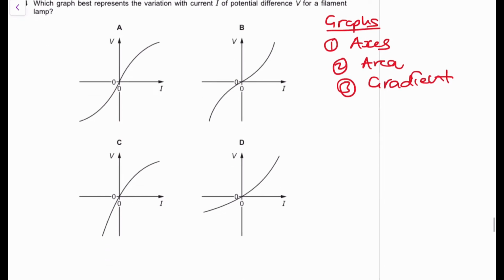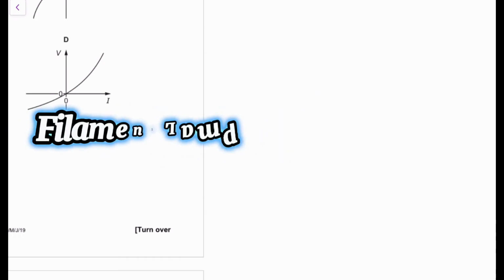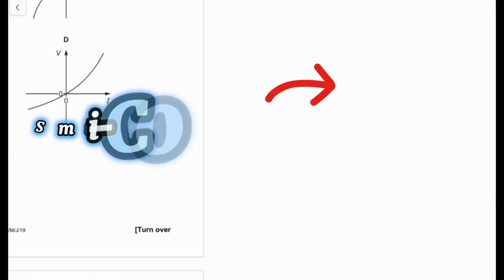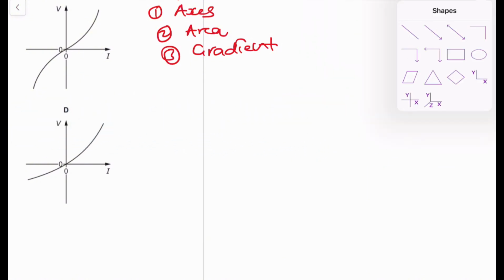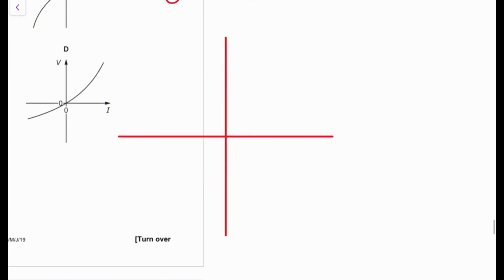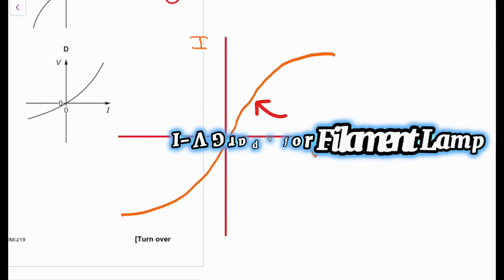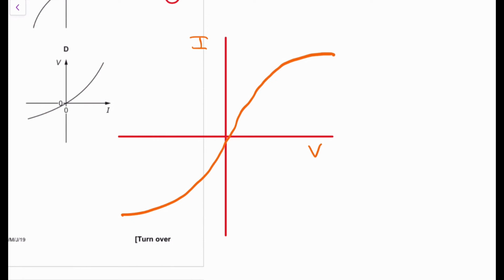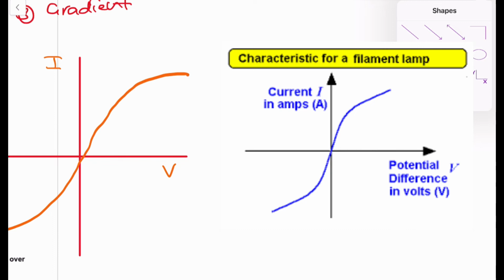In this case, as you can see, I've shown on the diagram the graph for a filament lamp, for a semiconductor diode and for a metallic conductor. You'd appreciate that if you're going to draw a graph for a filament lamp, it's going to look something like this. But this is going to be an IV graph, so this is I against V. If an IV graph is going to look like this, a VI graph is going to look something like this.